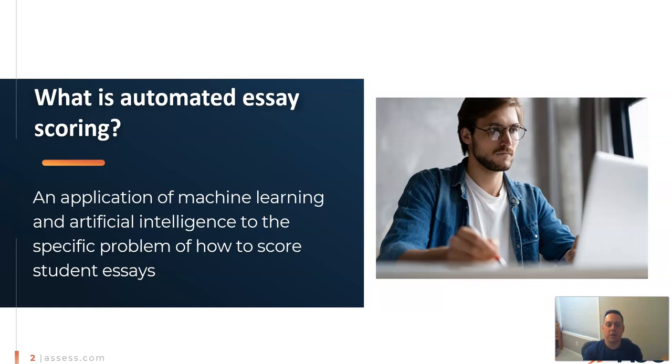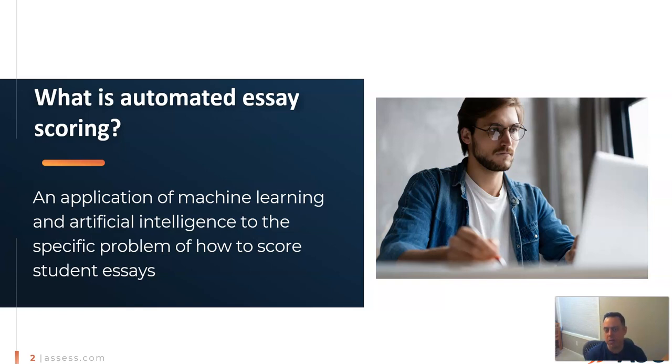So first of all, what is automated essay scoring? Well, it's the application of machine learning and artificial intelligence to the specific problem of how to score essays on an educational or HR-related assessment, or pretty much anything that could be an essay. Anything where you've got open response, where people are typing in some sort of long response, and you want to be able to automatically score it.